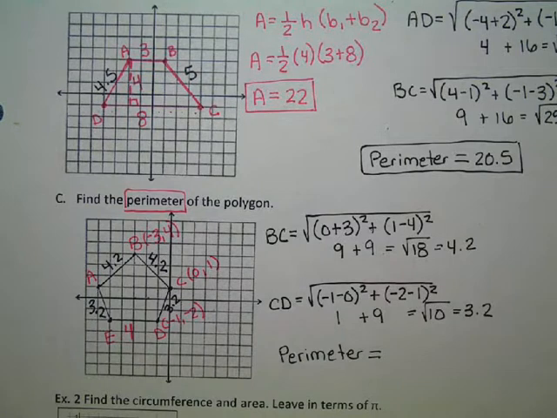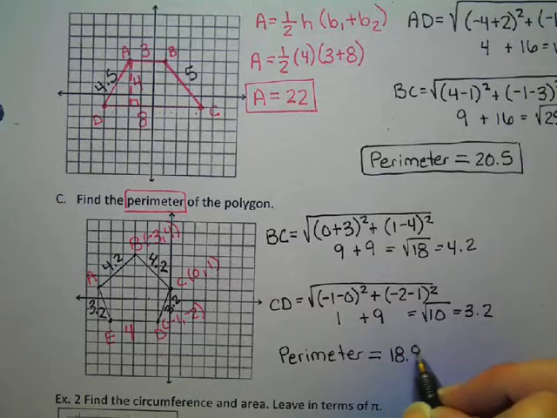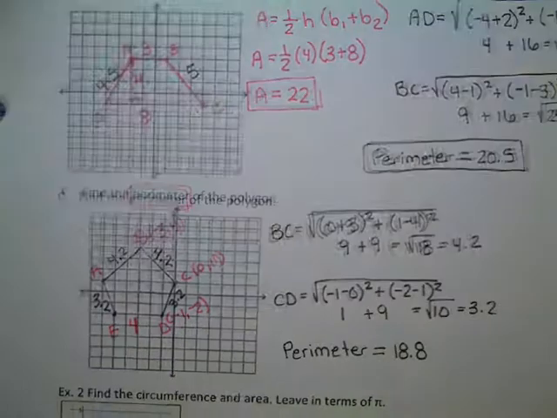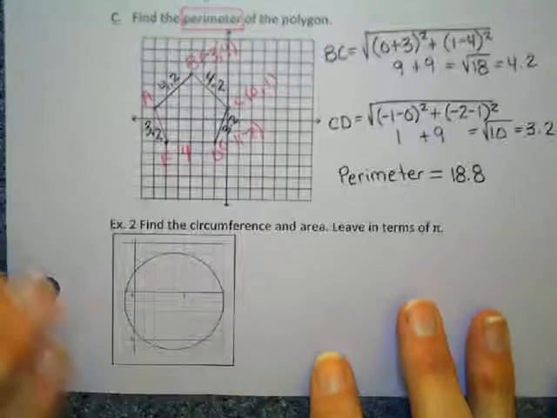So let's see. Okay, it looks like I have a perimeter of 18.8. So using the distance formula to find the length of several of those things, okay?